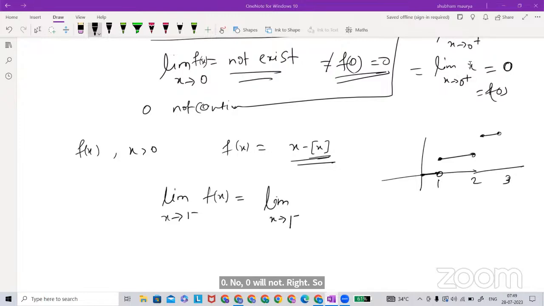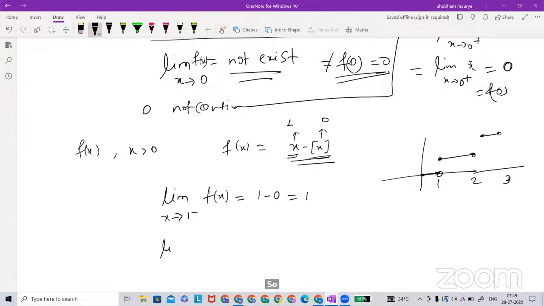So here, as x approaches 1, what is going to be here? As x approaches 1 from the left side, this goes to 1. But this one goes to 0. So 1 minus 0, so this is 1.